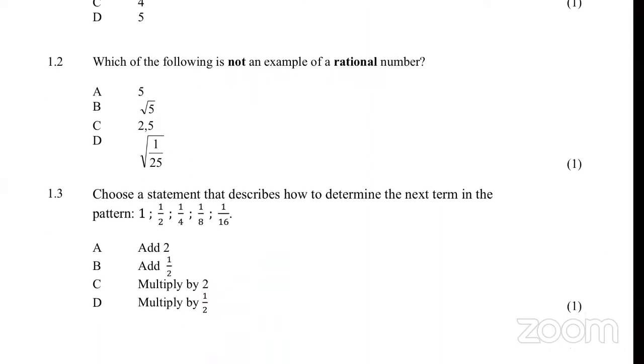Let's look at 1.2. Which of the following is not an example of a rational number? In this case, we need to remember what a rational number is. Remember, we defined a rational number as basically a number that we know the entire value of.